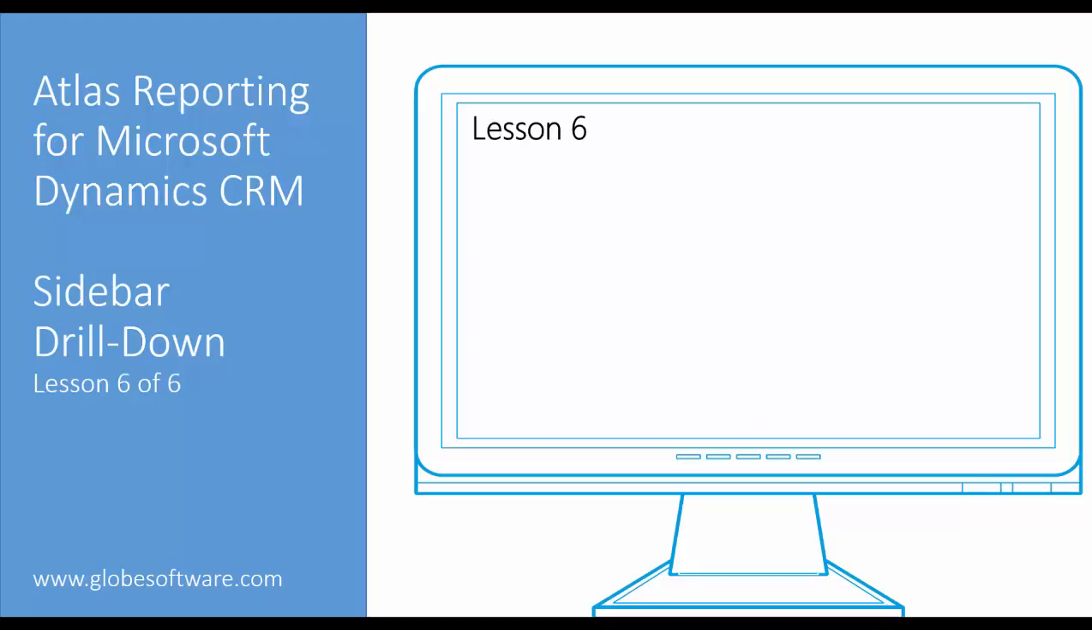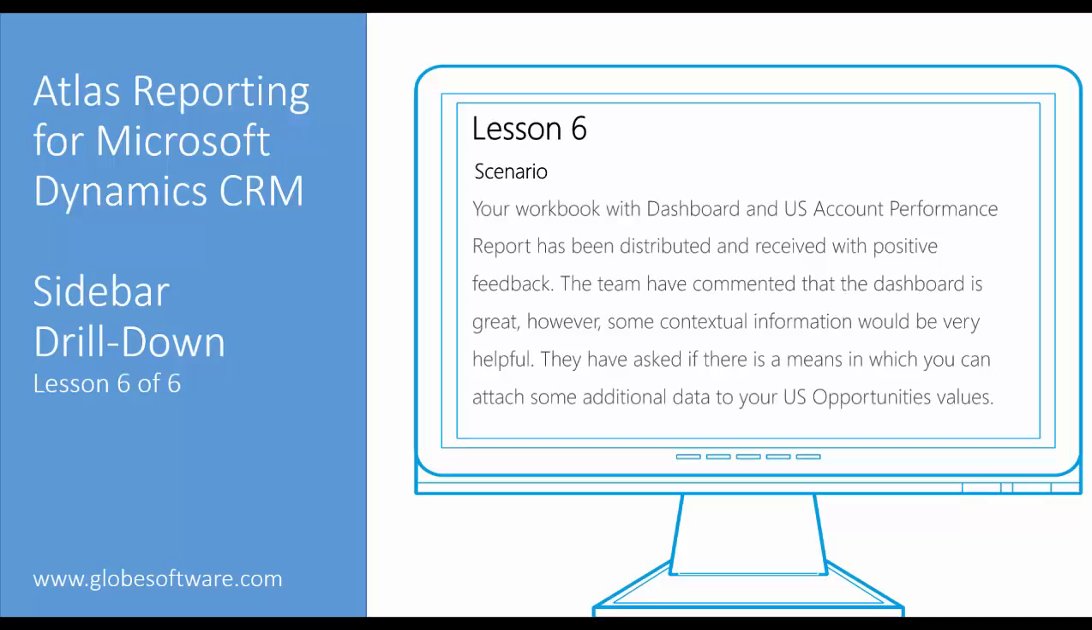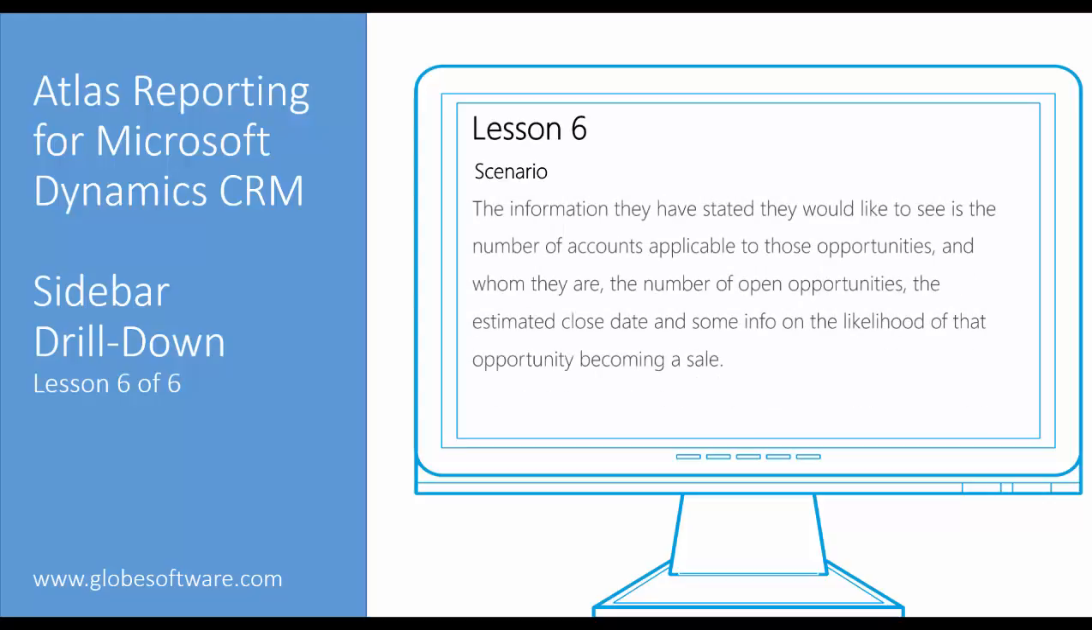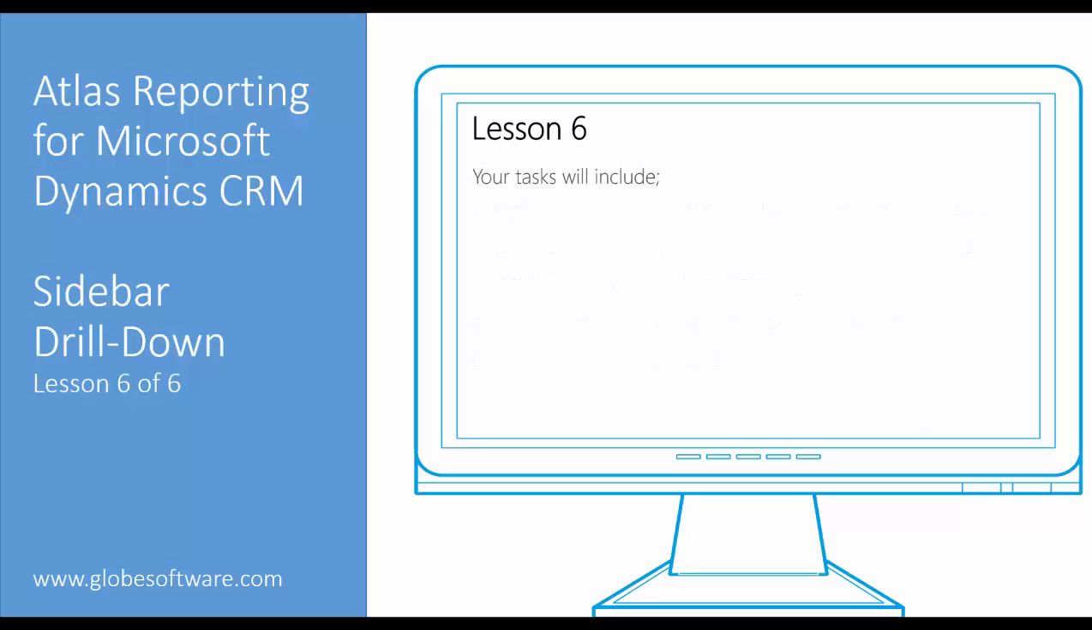The scenario. Your workbook with the dashboard and the US account performance report has been distributed and received with positive feedback. The team have commented that the dashboard is great, however, some contextual information would be very helpful. They have asked if there is a means in which you can attach some additional data to your US opportunities values. The information they have stated they would like to see is the number of accounts applicable to those opportunities and who they are, the number of open opportunities, the estimated close date, and some info on the likelihood of that opportunity becoming a sale.